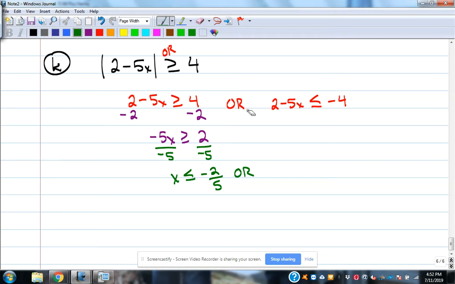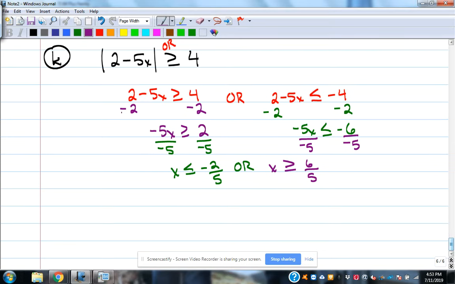Okay. Same steps for the other side. We're just going to subtract 2. And negative 5x is less than or equal to negative 6. And then divide by negative 5. Again, because we're dividing by a negative, that's going to flip the symbol to make it greater than or equal to 6/5. Okay. So those are our solutions.